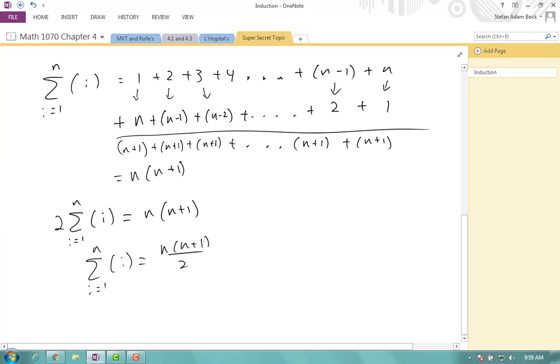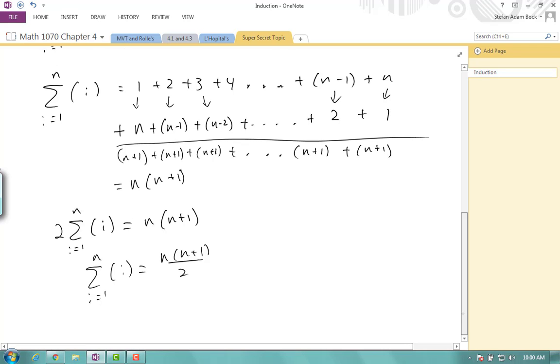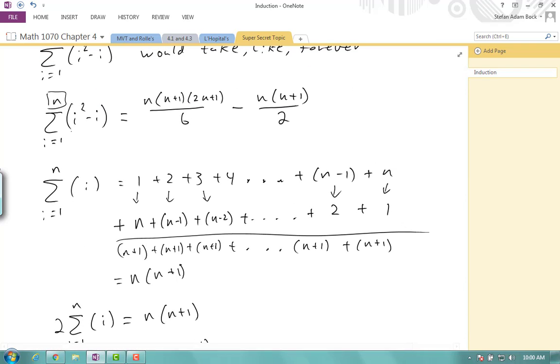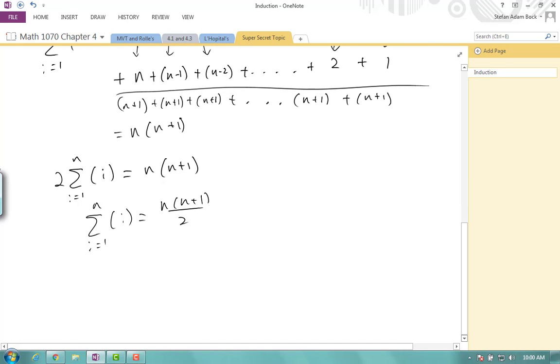Which is a neat way to do things, but it's really only a useful technique for this particular sum. It won't help me with the other sum I have up above. It won't help me do the sum of the squares of the integers, and it won't help me solve this equation that I have up top, where the sum of i squared minus i is equal to whatever that is. So for that, I'm going to use induction.